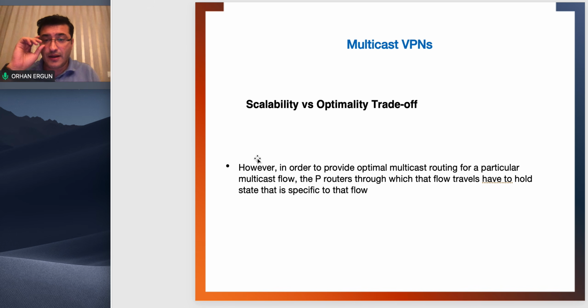Here is the same idea. In order to provide optimal multicast routing for a particular multicast flow, the P routers through which that flow travels have to hold state information that is specific to that flow. So that flow needs to be told to those P routers. This is multicast. So far in IP multicast, each and every router knew that, right?